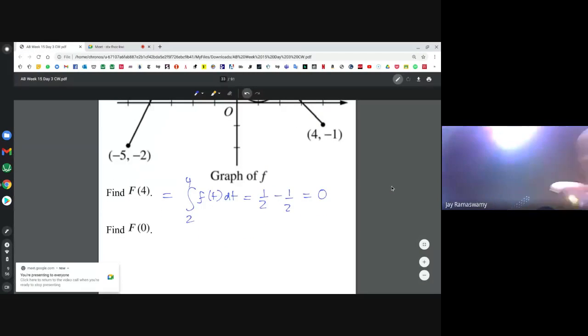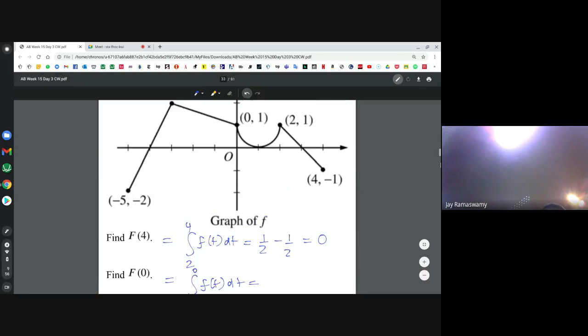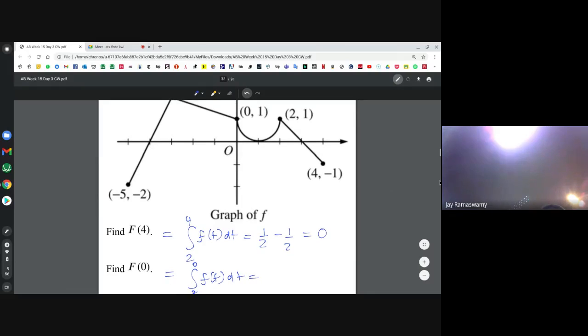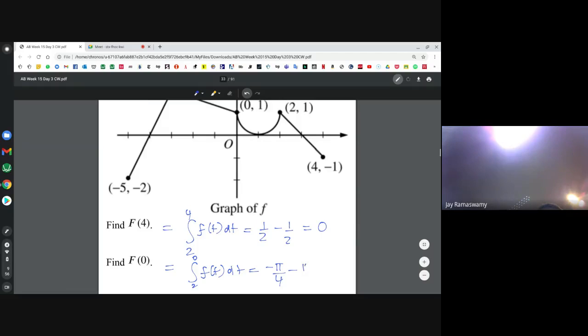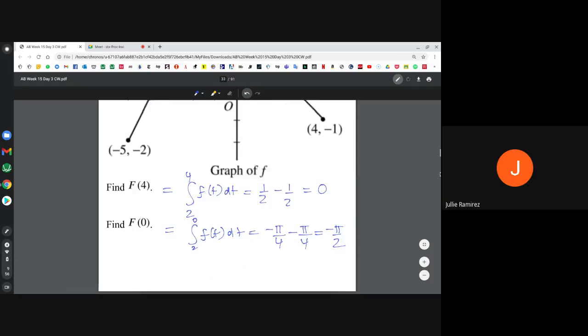Okay, next, we'll do f of 0. What's the definition of f of 0? What am I writing? 2 to 0? Okay, write down your answer. Hint: are we going left to right or right to left? Right to left. So what am I writing? Negative pi over 4 minus pi over 4. Is that negative pi over 2 basically? Yes. Okay, let's move on.